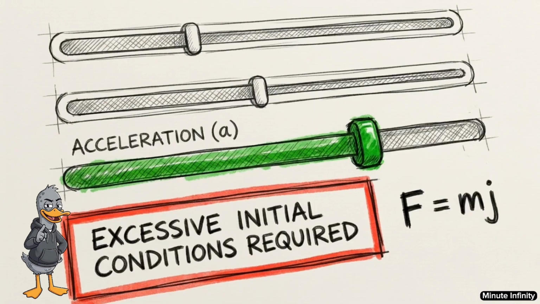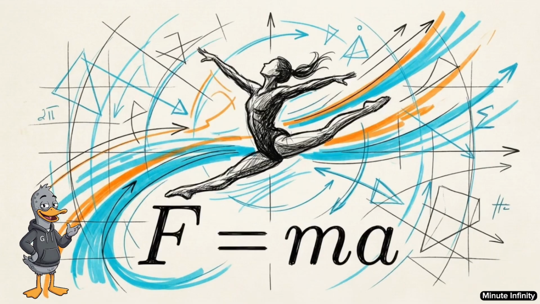While a higher order law based on jerk would also work, it would require even more initial conditions to be set. F equals ma is the leanest possible mathematical code for a universe that permits choice and movement.